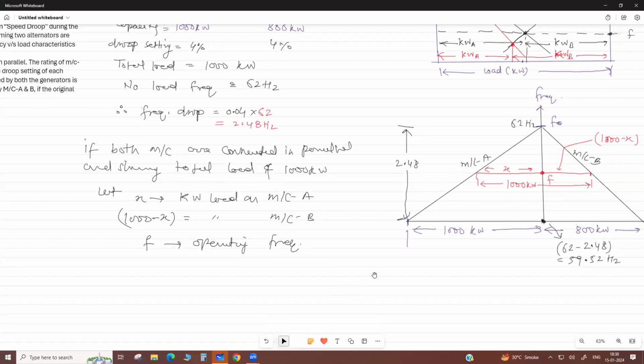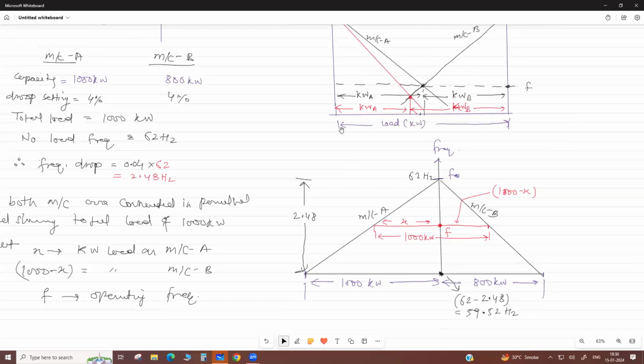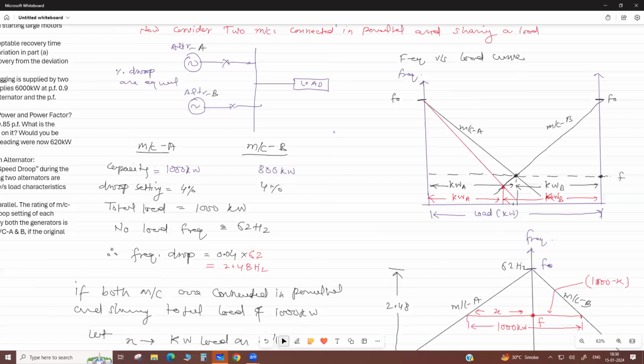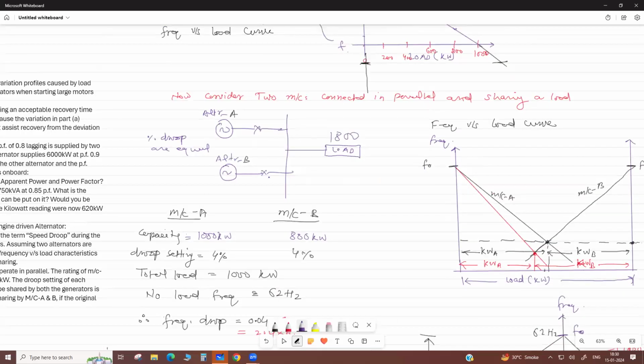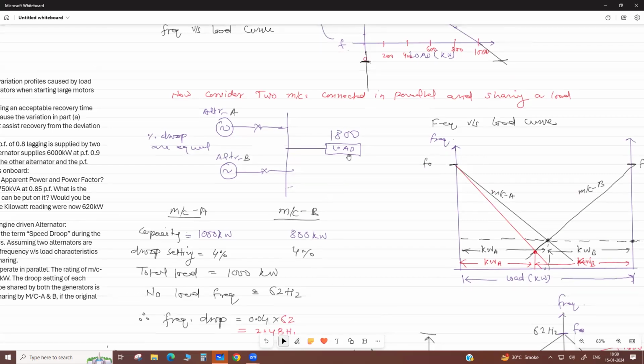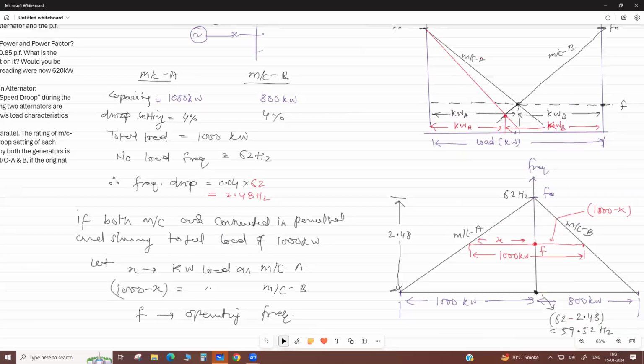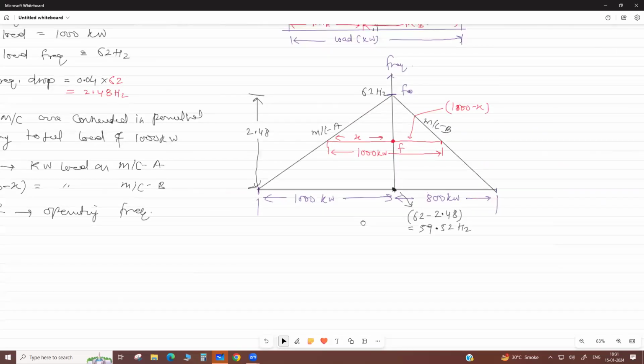If the total load is 1800 kilowatt, then both machines operate at full capacity, and the operating frequency will be 59.52. But now the load is only 1000 kilowatt. Now if the load is only 1000 kilowatt, then he asks what is the kilowatt load here, and maybe the frequency. Here frequency is not asked, but sometimes they ask. So very simple. You make this diagram, and it is very simple.